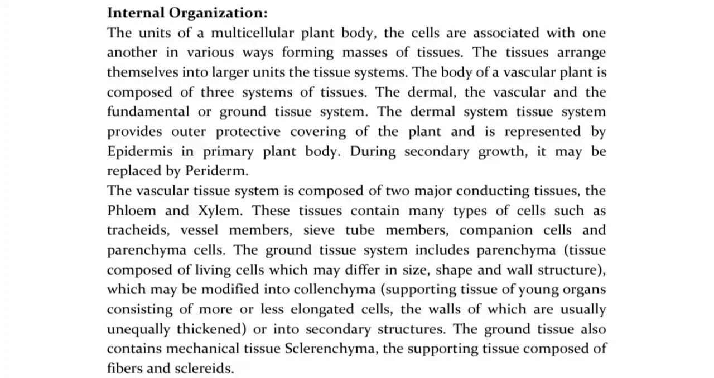The ground tissue system includes parenchyma tissue composed of living cells which may differ in size, shape, and wall structure, which may be modified into collenchyma, supporting tissue of young organs consisting of more or less elongated cells, the walls of which are usually unequally thickened, or into secondary structures. The ground tissue also contains mechanical tissue sclerenchyma, the supporting tissue composed of fibers and sclereids.